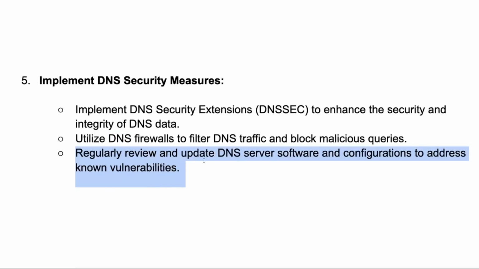Regularly review and update the DNS server software and configurations to address known vulnerabilities. And this has to do with patching, and it has to do with updating. And this is another one of those good practices that you should not wait for a vulnerability to be known. You should not wait for an attack to happen against your servers or against your infrastructure. You should be doing this regularly. It should be a scheduled review and update of the server software and the configurations to make sure that you stay ahead of whatever the vulnerabilities are that would come out.